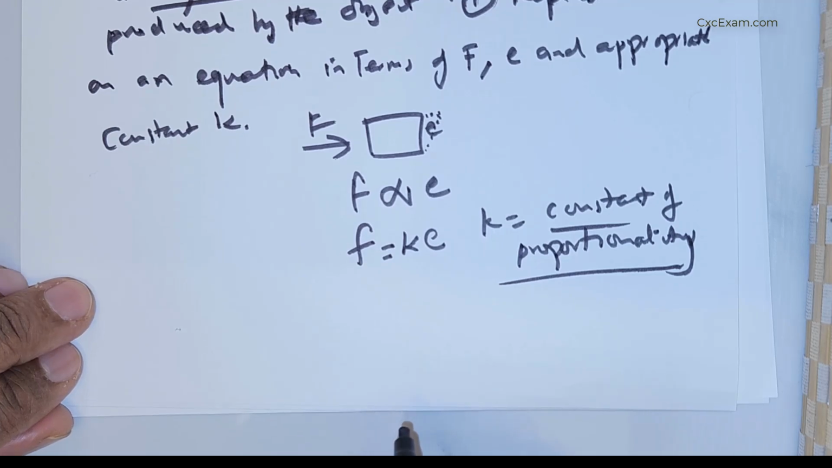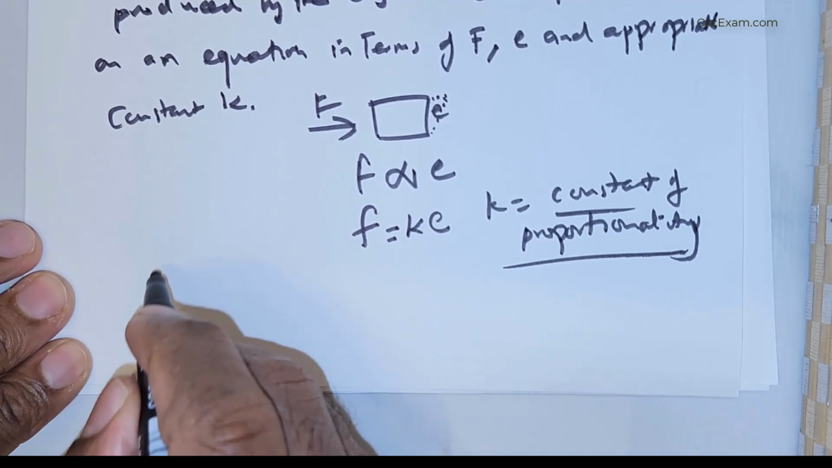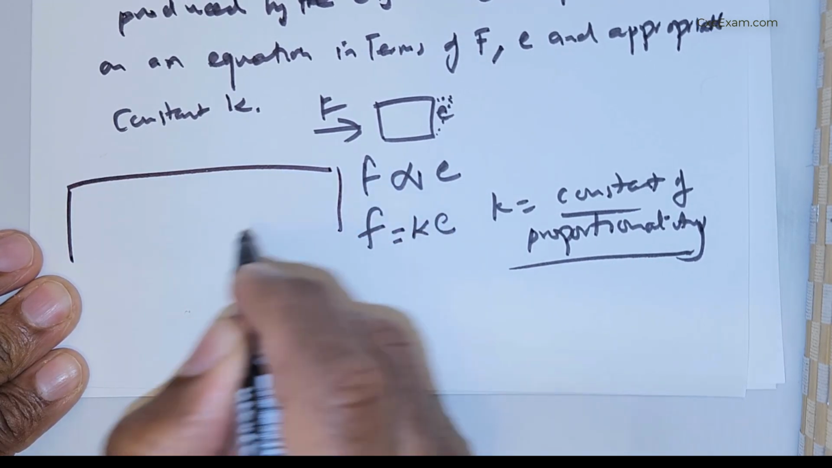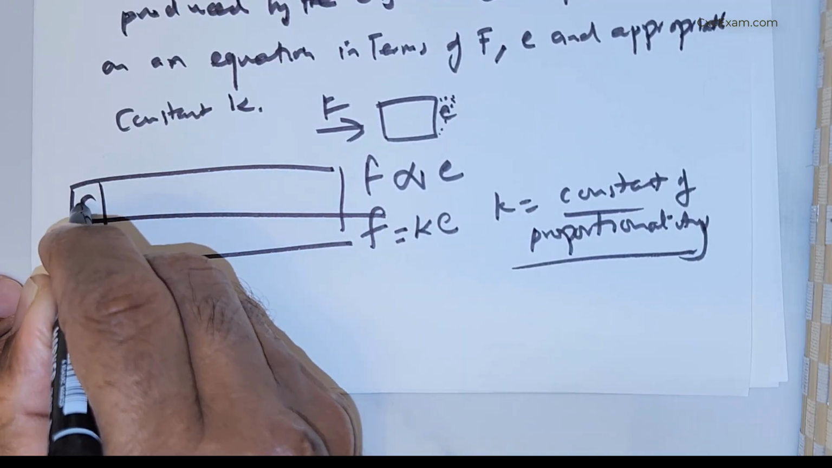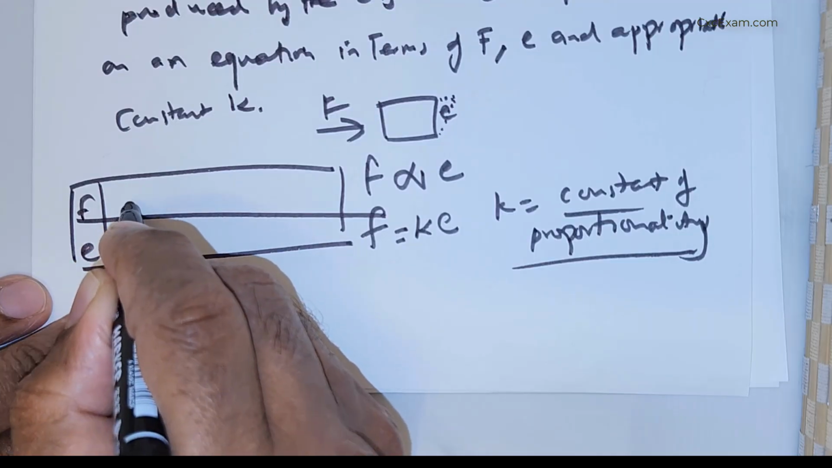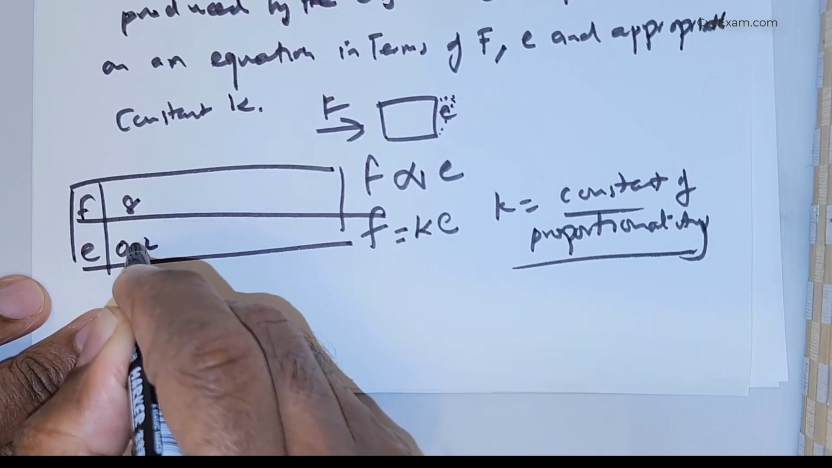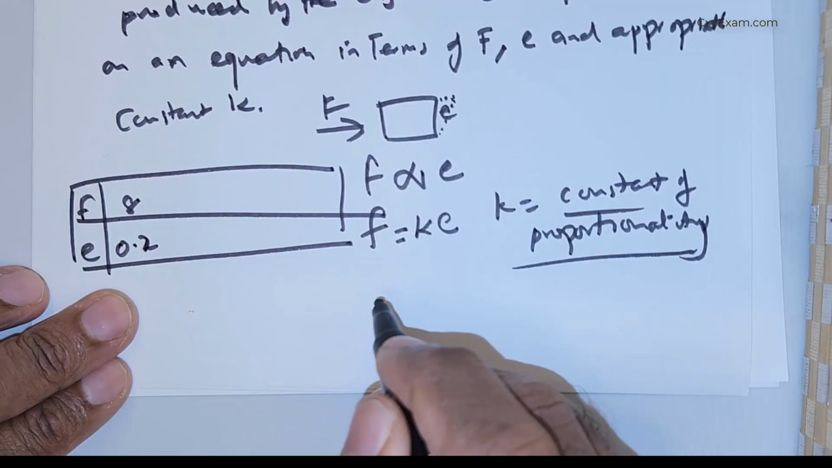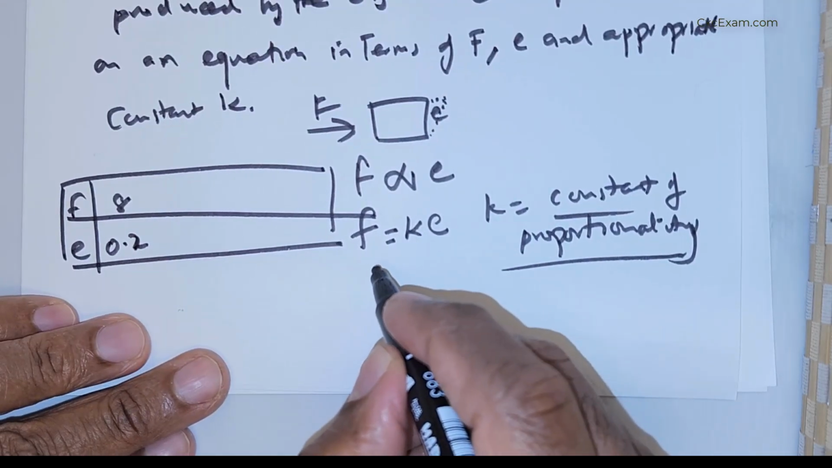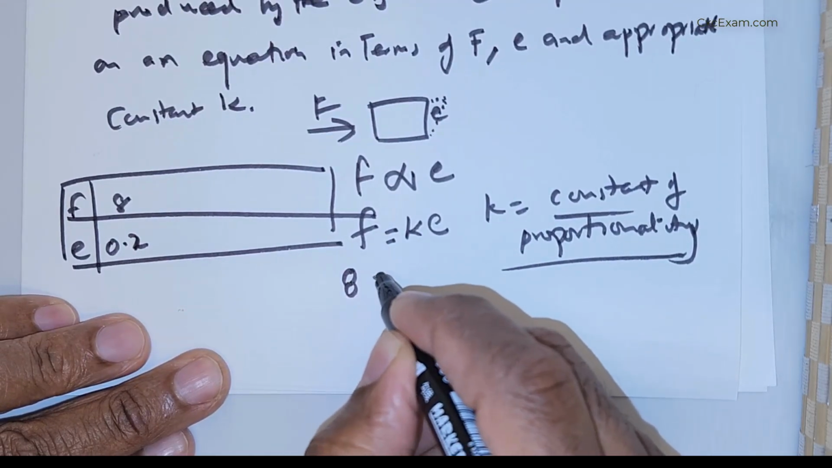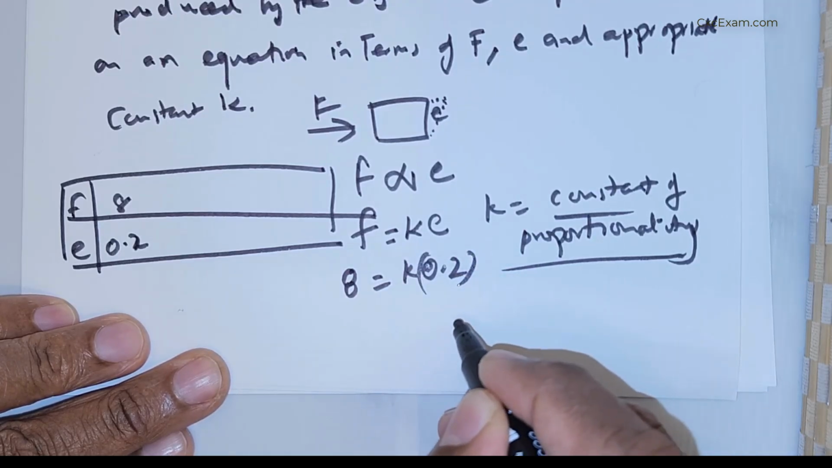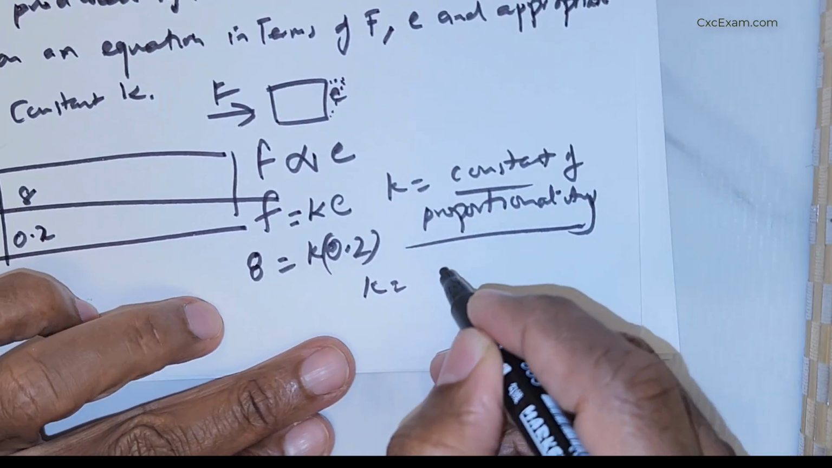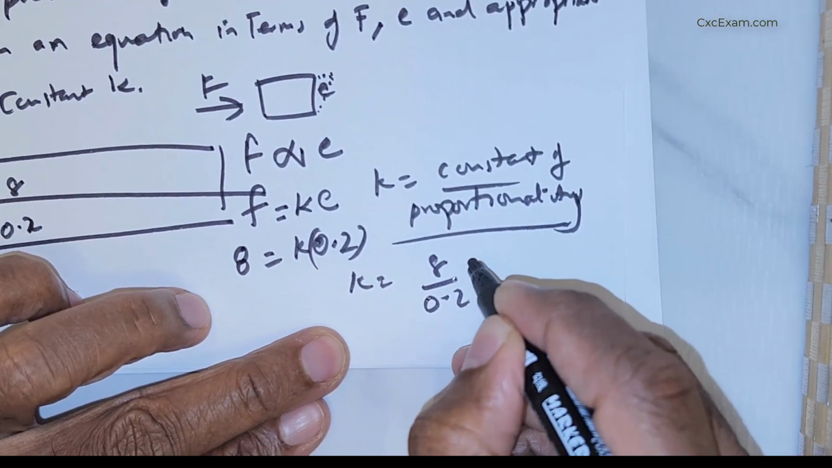Now the second part is giving us a table. Now I'm going to try to squeeze the table here. So you have F and E. So 8 and 0.2, that is the first value. Now what I'm going to do is take the value of F as 8, the value of E is 0.2. So K is going to be equal to 8 divided by 0.2.